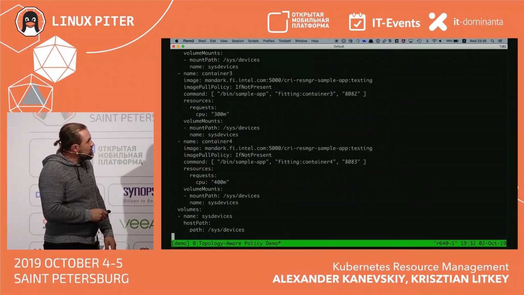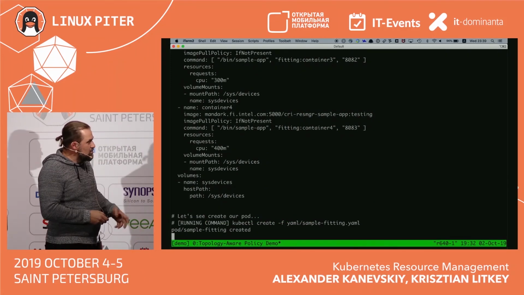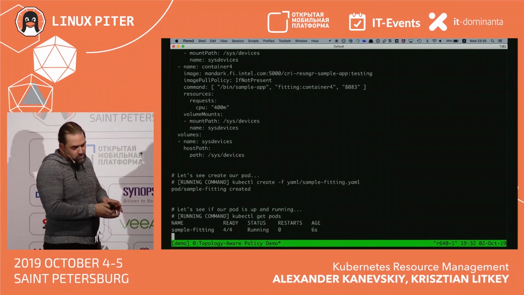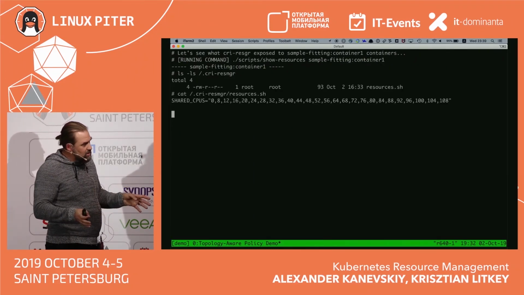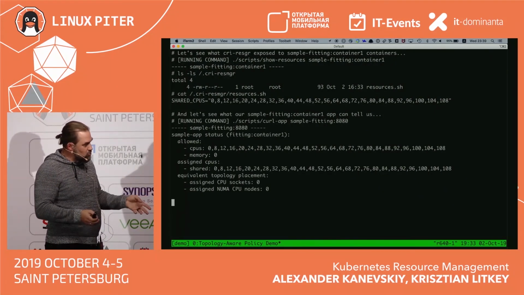So this is how it looks like. We are trying to create 4 containers, all of them with very small allocations. So what should happen is that because all of them fit, there are 4 of them, there are 4 NUMA nodes, the policy should spread those around equally. So basically everyone should get allocated to a different NUMA node on the system.